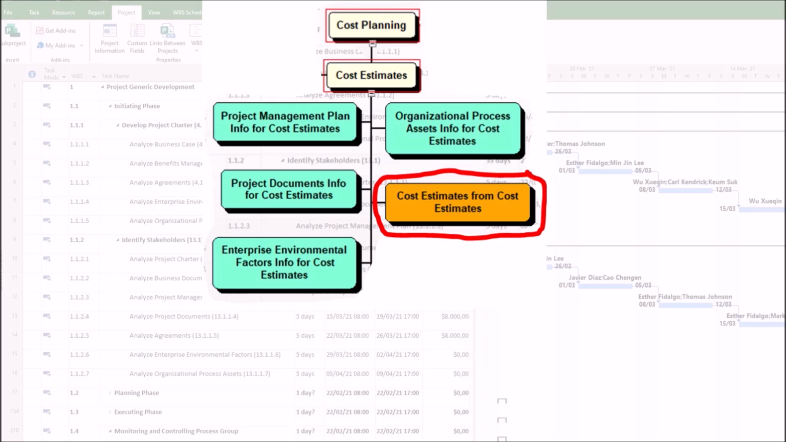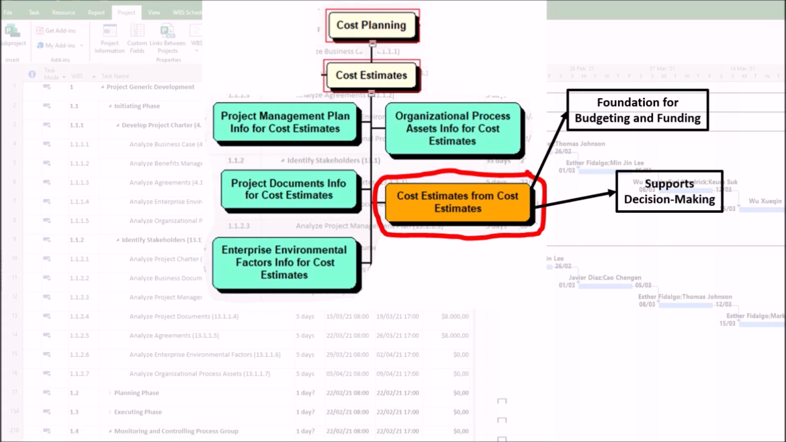Here's why the cost estimates output is so important. 1. Foundation for budgeting and funding. Cost estimates provide the basis for developing the project budget via the Determine Budget process. Cost estimates help secure funding approval from stakeholders by justifying financial requirements.